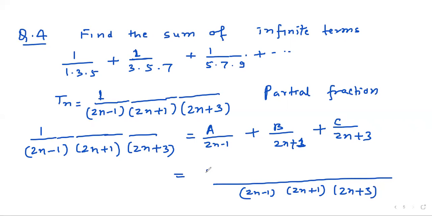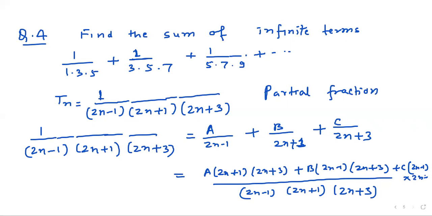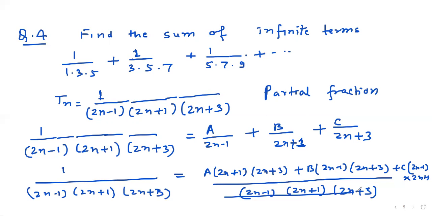Then 2n minus 1 will cancel out. A times 2n plus 1 times 2n plus 3, plus B times 2n minus 1 times 2n plus 3, plus C times 2n minus 1 times 2n plus 1. And in the LHS, it is 1 upon 2n minus 1 into 2n plus 1 times 2n plus 3. So the denominators are equal on both sides, so we will cancel these. We will be left with A times 2n plus 1 times 2n plus 3 plus B times 2n minus 1, 2n plus 3 plus C times 2n minus 1 into 2n plus 1. And in the LHS, it is 1.